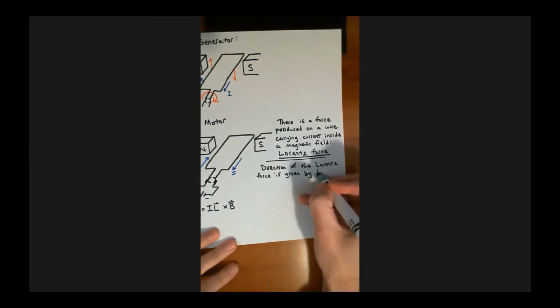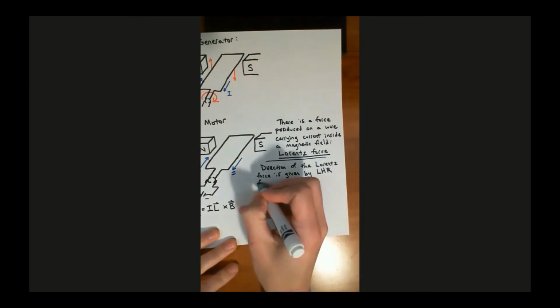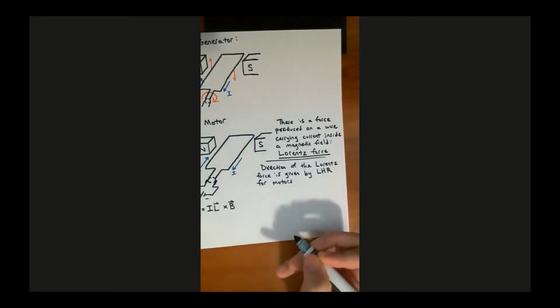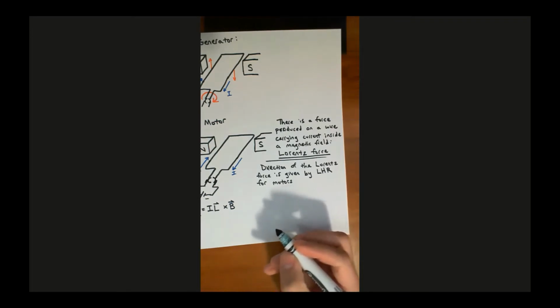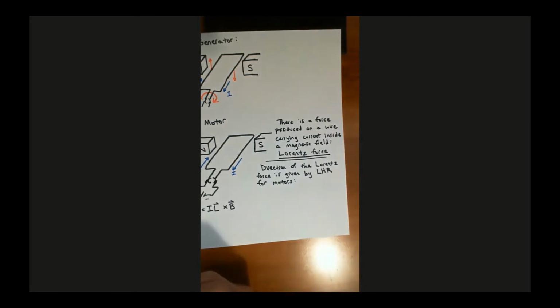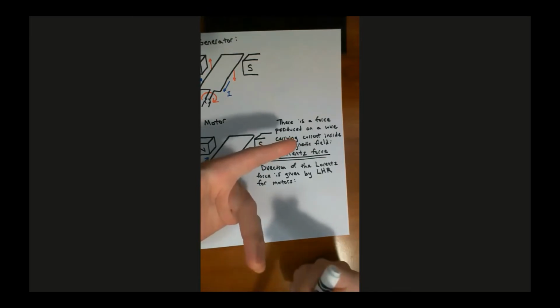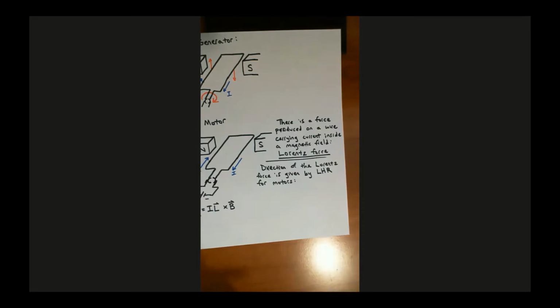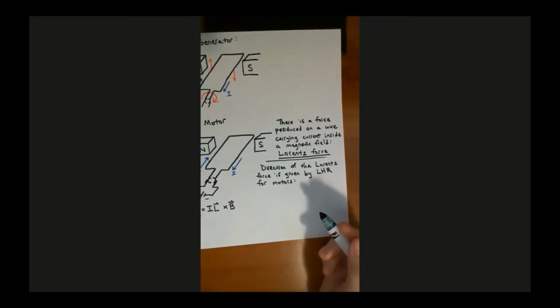I'm going to abbreviate LHR for left-hand rule for motors. Left-hand rule for motors is the last of our 3 hand rules. And fortunately, what each thing means is very similar to what everything meant with the right-hand rule for generators. So it's not too difficult to learn the left-hand rule for motors once you've spent some time working with the right-hand rule for generators.